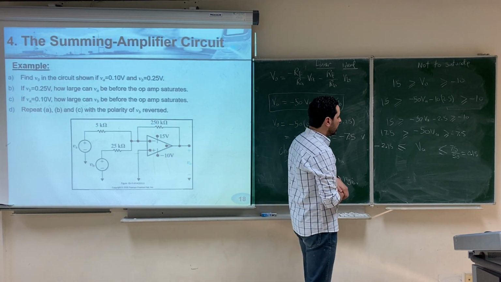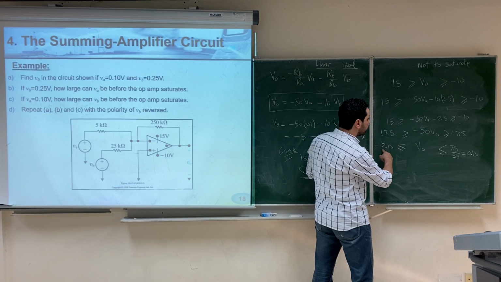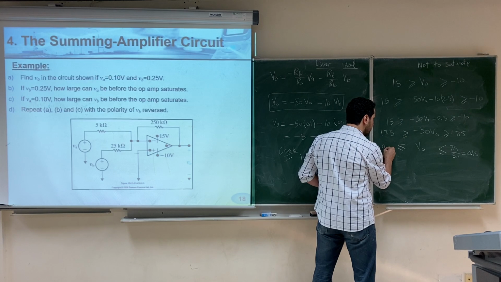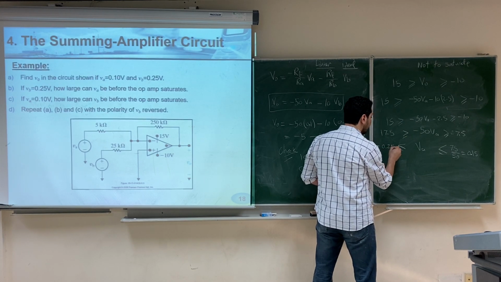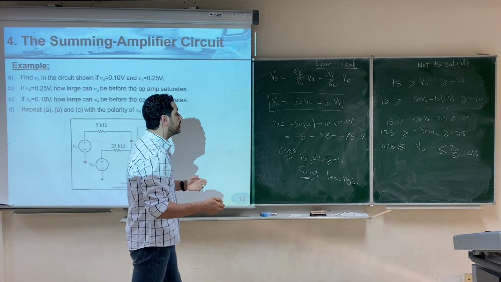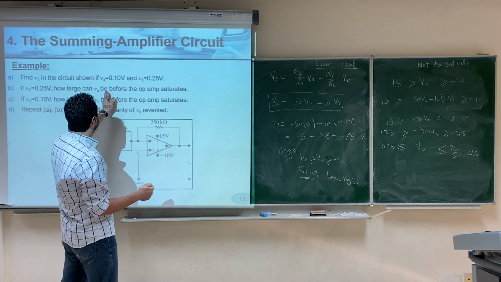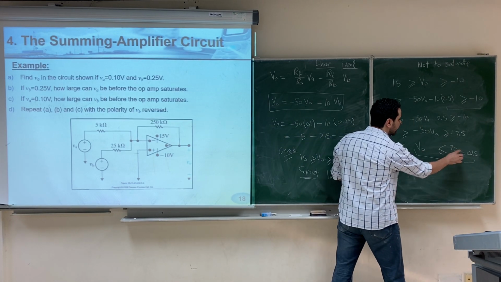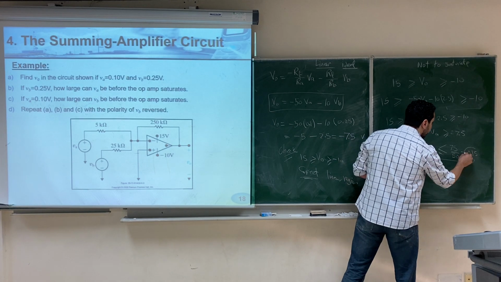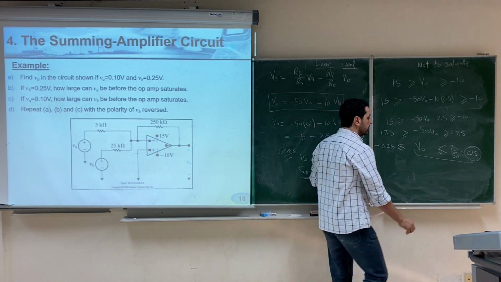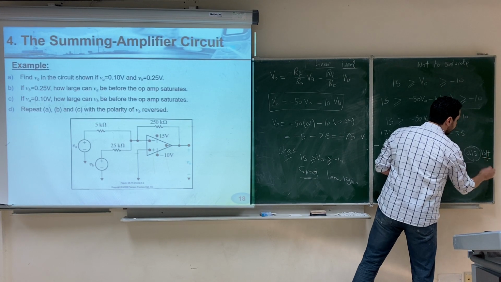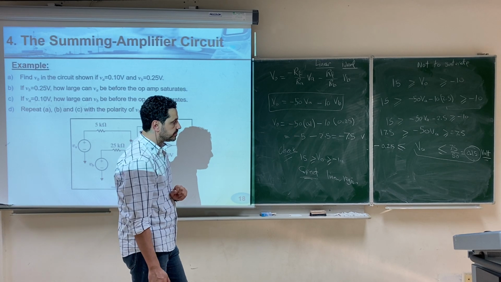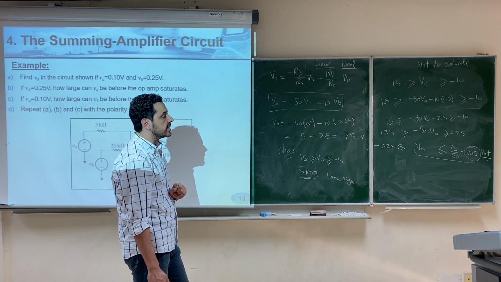Okay, I'm not sure about this. So 17.5 over 50. No, it's not 2. It will be negative 0.35. So here, since the question is asking how large VA can be before the op-amp saturates, we care about this part, because the maximum of VA is 0.15 volt. You have to indicate the unit, whether it's volt or millivolt. Okay? So this is the answer to the second part.